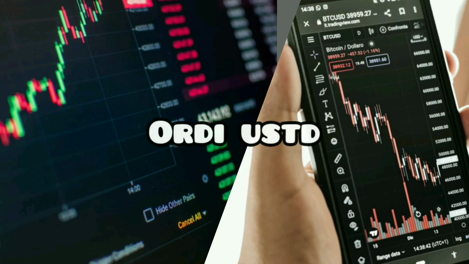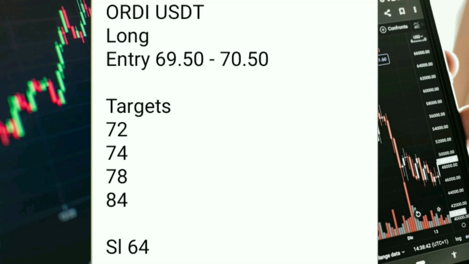This signal is saying the name of the coin is ALL/USDT, and they are telling us here to long it. We should long or buy. Like I said, long means buy, while short means sell.